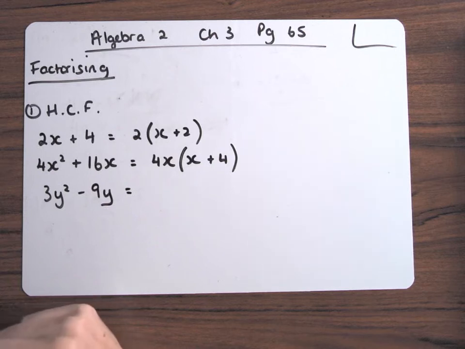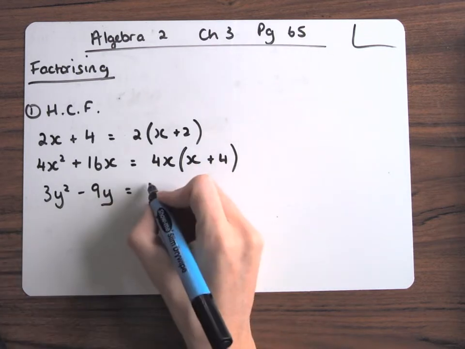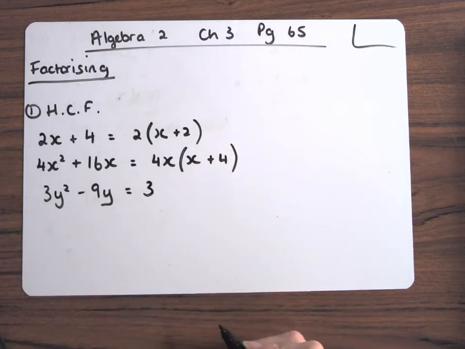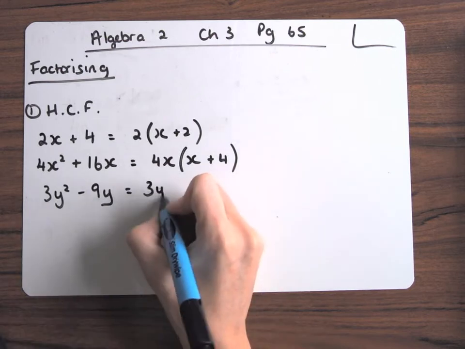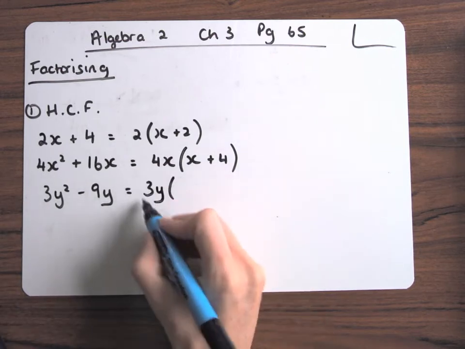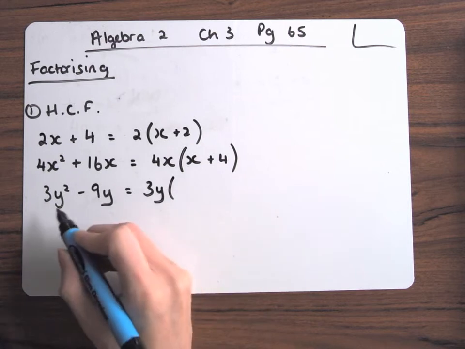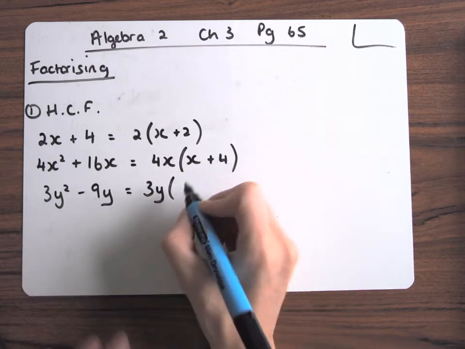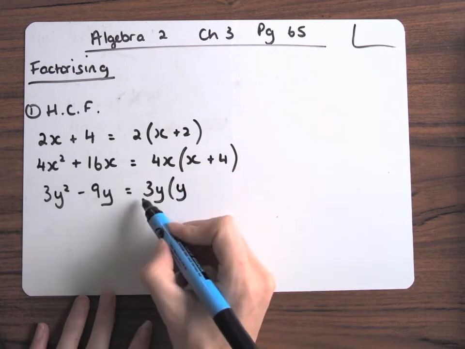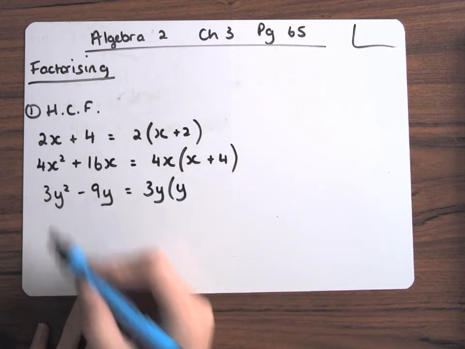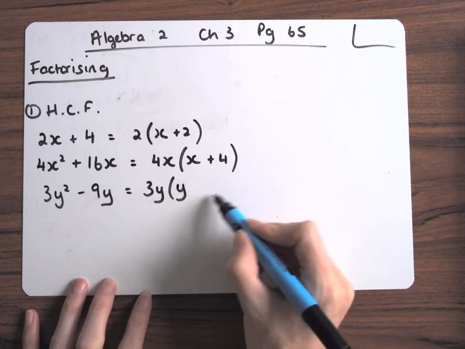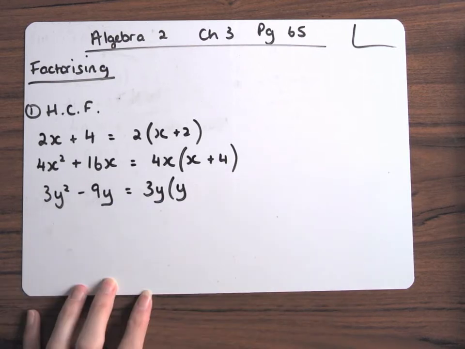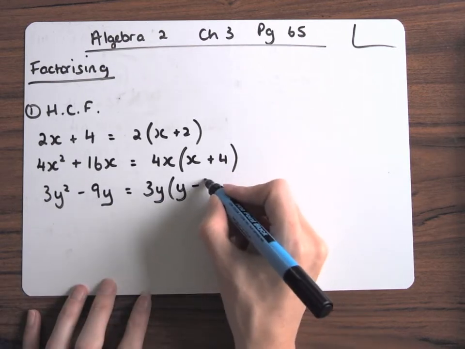Factorize 3y squared minus 9y. 3 is common. Any letter? Y. Lovely. 3y by what gives me 3y squared? Y. 3y by y gives me 3y squared. And 3y by what gives me minus 9y? Minus 3.